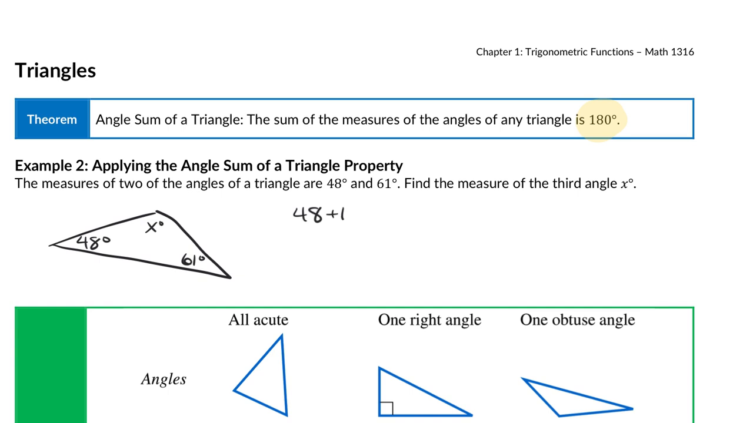48 plus 61 is how much? 109. And then 180 minus 109, 71 degrees. So that means that x is 71 degrees. Easy peasy, yes? But it's gonna get harder, obviously. Section 1.2, guys.